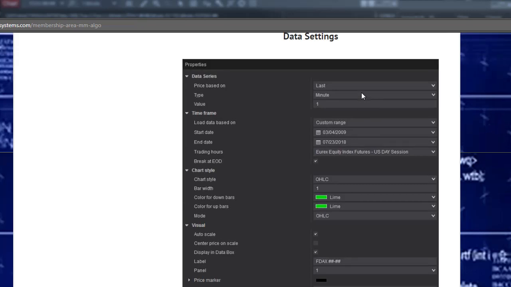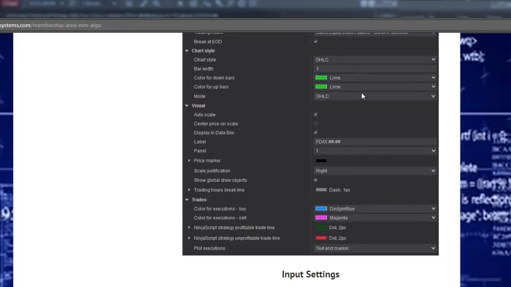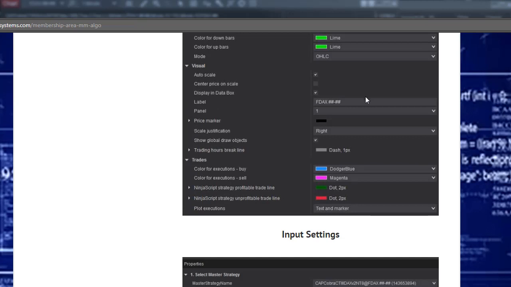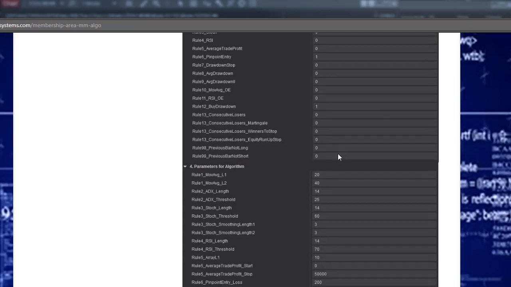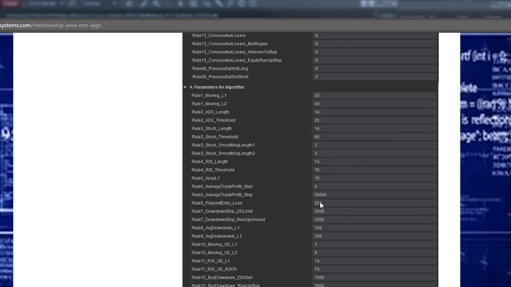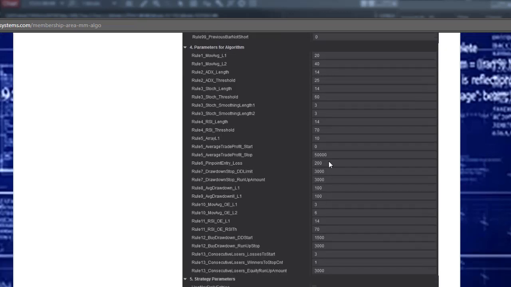Again, we added the money management algorithm in another chart. I'm going to show you this in NinjaTrader in a minute. And so you see the data settings there, the input settings. We've picked the pinpoint entry rule as well as the buy the drawdown rule. So we're entering on limit orders and then we wait for it to go into a 200 euro drawdown on a closed bar basis of 1 minute bars before we actually enter the trade.